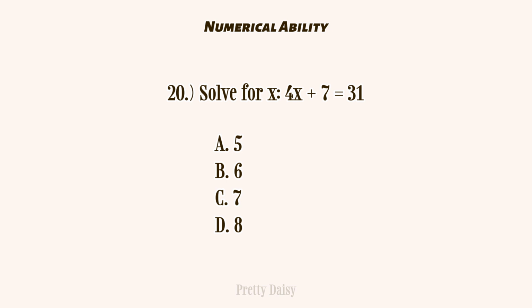20. Solve for x. 4x plus 7 equals 31. A. 5. B. 6. C. 7. D. 8.